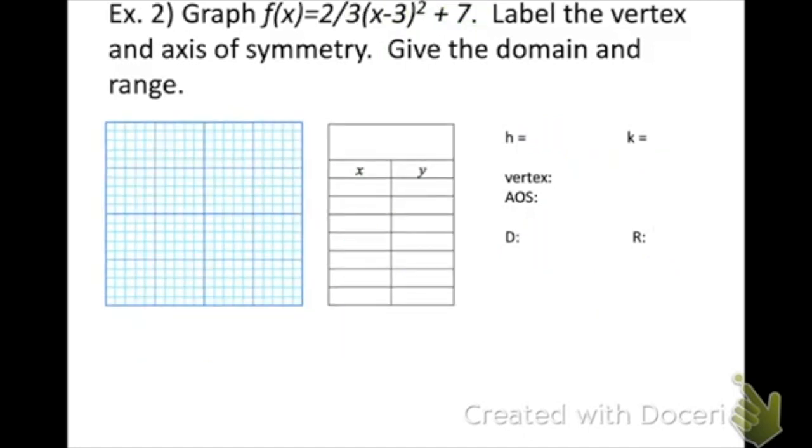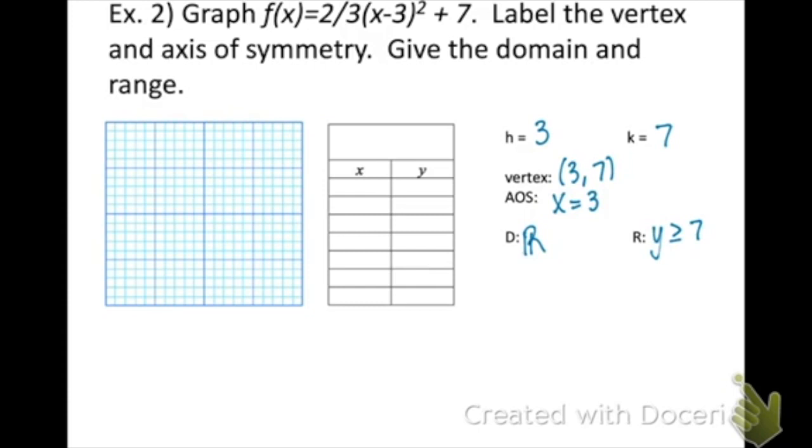For our next problem, we're going to do the same thing. We're going to graph the function, label the vertex and the axis of symmetry, and give the domain and range. So let's start off by finding our h and our k value, our vertex, and our axis of symmetry. H and k are going to be 3 and 7. Remember, we always change the sign of h. So our vertex is 3, 7. Axis of symmetry is x equals 3.